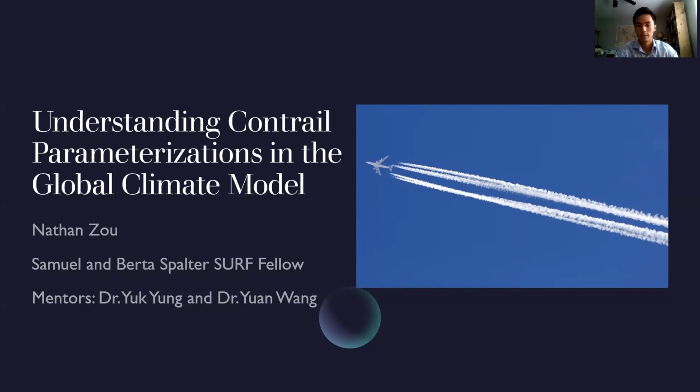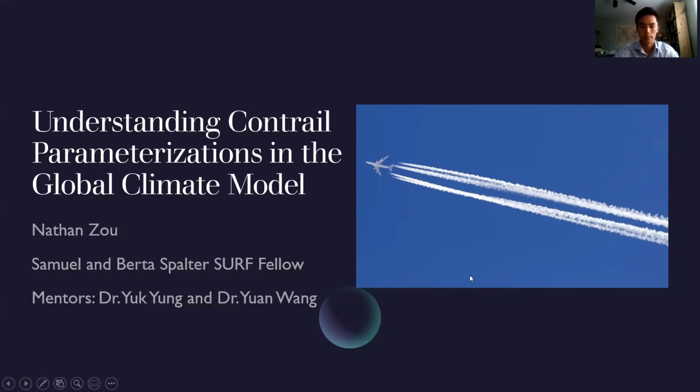So this is my project, and on the right you can see this is pretty much what a contrail is. It's synonymous with aircraft emissions, and they're composed of water vapor, aerosols, trace amounts of nitrous oxides, volatile organic compounds, and some carbon dioxide.